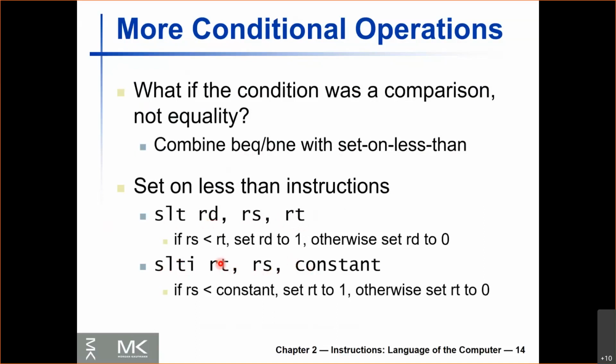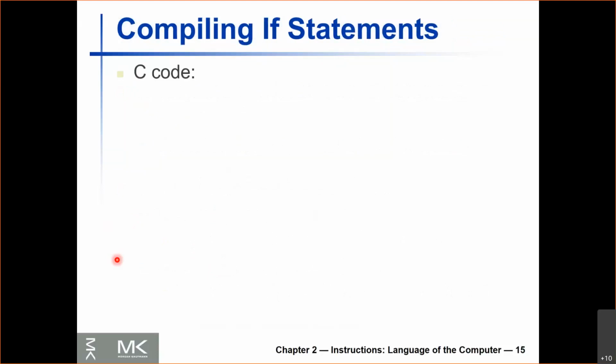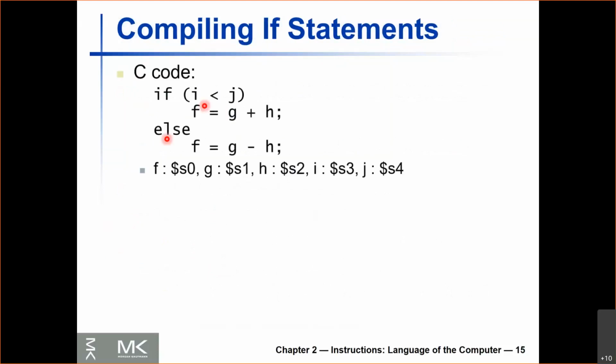Otherwise, it will set RT to 0. Okay, so we have set on less than, and we have set on less than immediate, just like we have add and add immediate, and just like we would have and immediate, or and or immediate, etc. Given this set on less than instruction, now let's take a look at how we can generate code for an if statement where this time the condition is i less than j as opposed to i equals j.